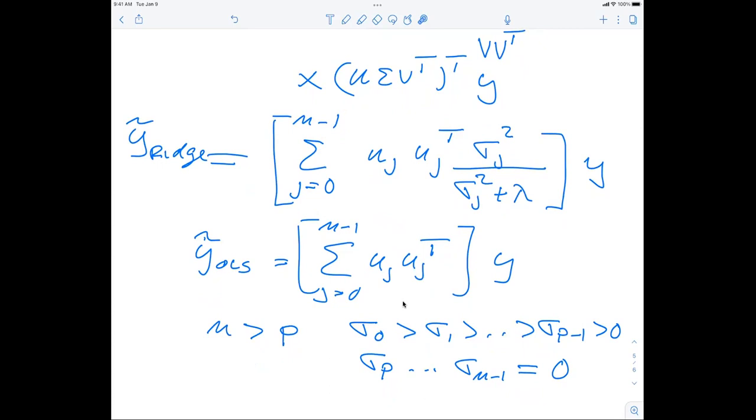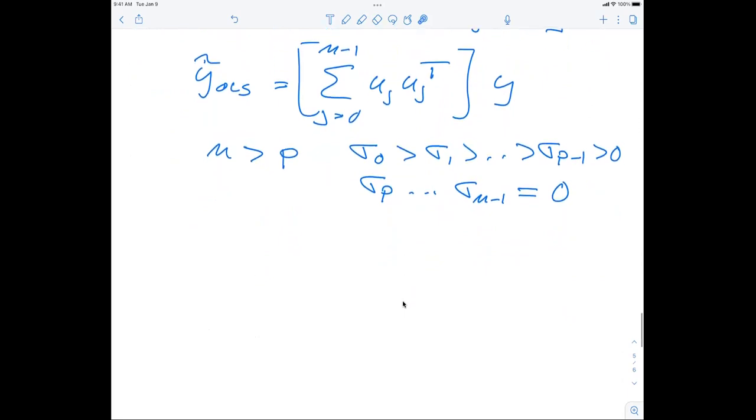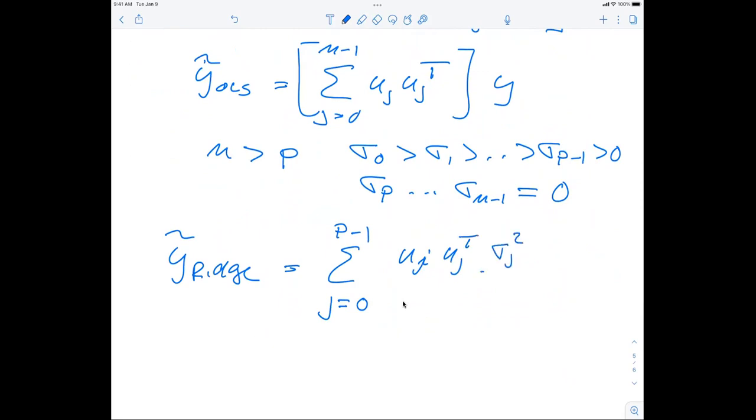So that means that in this specific case, we project out only some specific orthogonal vectors. So what we have now is that ridge gives us a sum over j equals 0 up to p minus 1, because all the other ones are just 0, right? So if the singular values are 0 beyond a certain point, then the sum runs only up to these values here. Then I have sigma j squared over sigma j squared plus lambda.